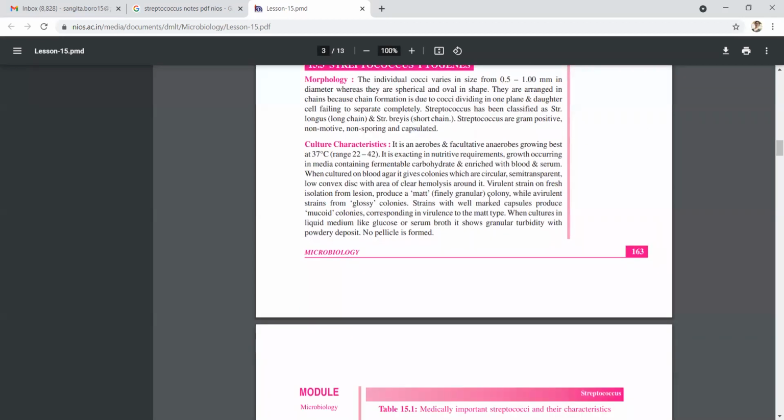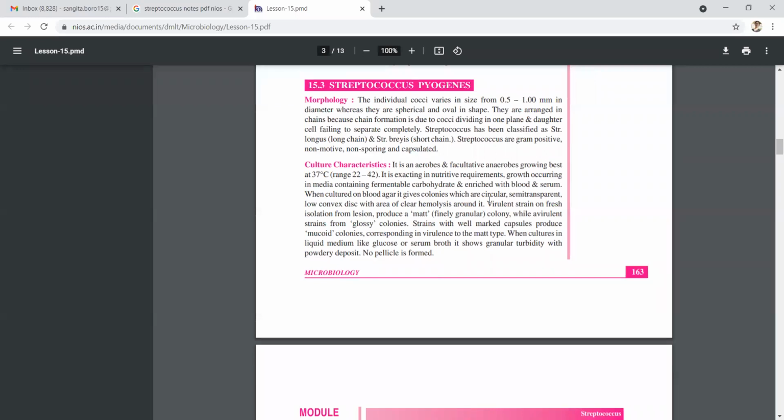Now, when we need to study a particular Streptococcus, we are going to study Streptococcus pyogenes.